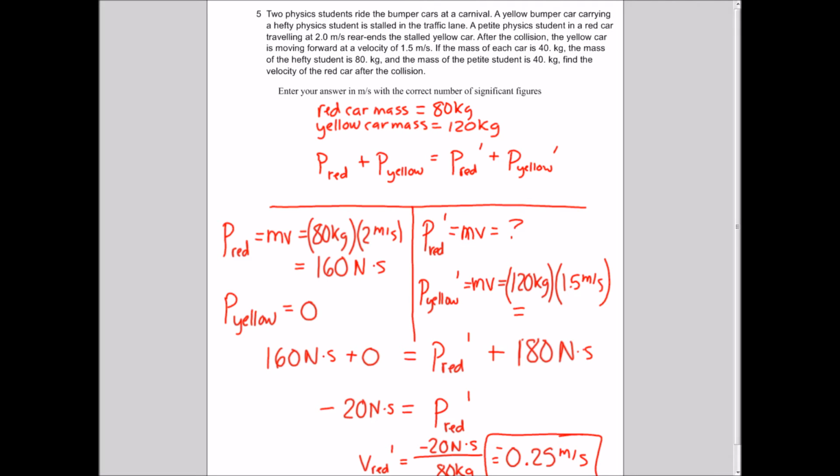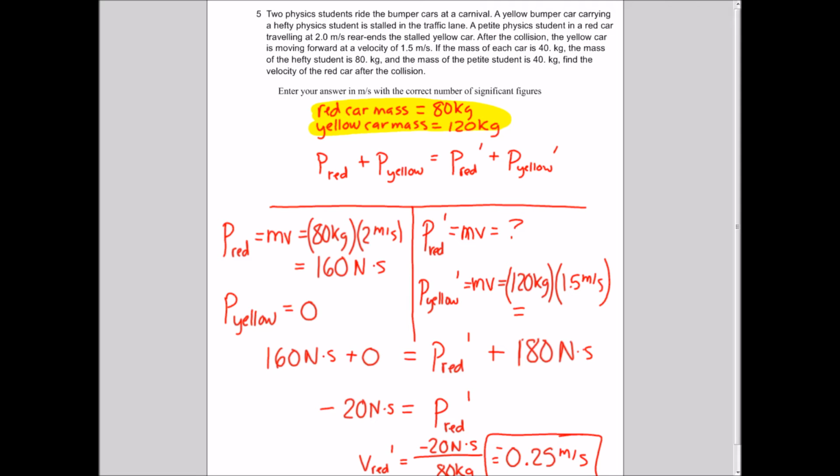So how did you do? What I did here is I started off by writing this down at the beginning. I always remember in this problem getting mixed up between the red car and the yellow car and the hefty student and the petite student and all of that. I just wrote that down at the beginning so I could have that to refer to as I did this problem.